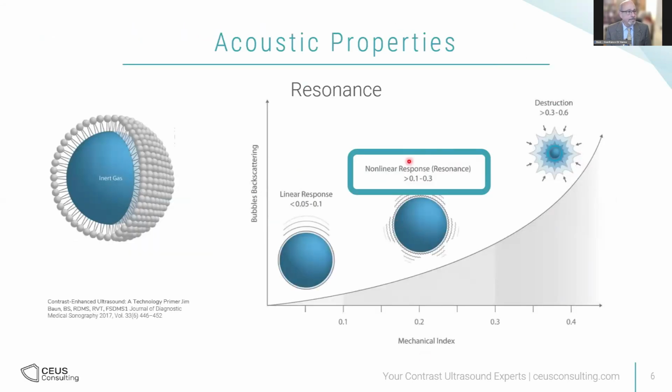Between 0.1 and 0.3 is the range of what is called nonlinear response. And that is the oscillation we saw before. This is the MI. And obviously, if you go over 0.3, you will start compressing the bubbles until they break. But this is the key: this is the good moment where the machine will identify the bubbles.